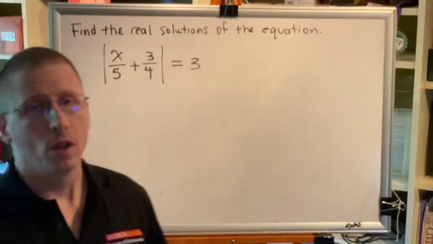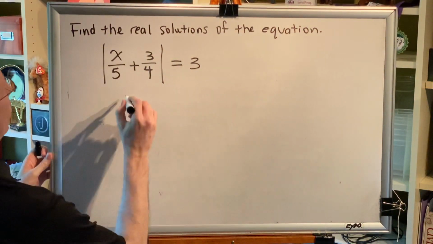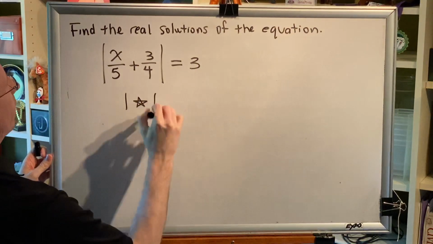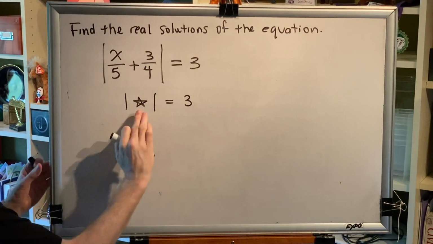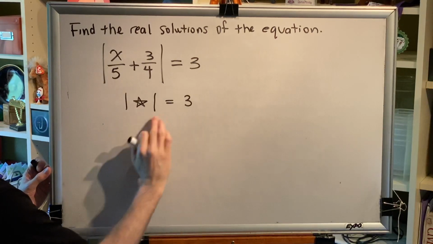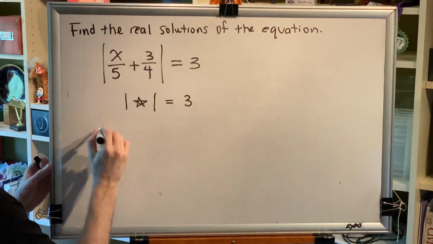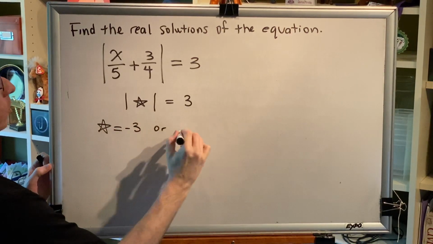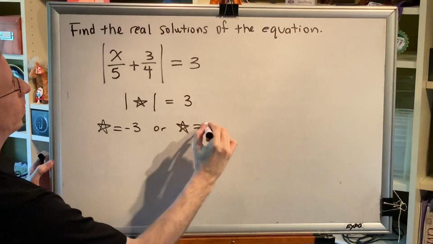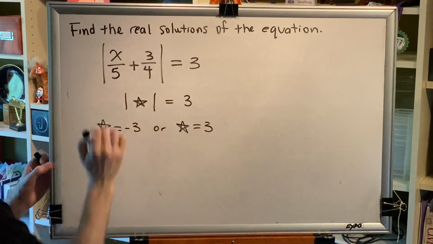Alright, so the first thing we're going to do to solve this problem is replace the expression in the absolute value bars with star. So we get the absolute value of star equals 3. Now, what number can we replace star with so that when we take the absolute value, we get the result 3? The answer is star could be a negative 3 or star could be a positive 3. But either way, we know that star is the sum of these two fractions.